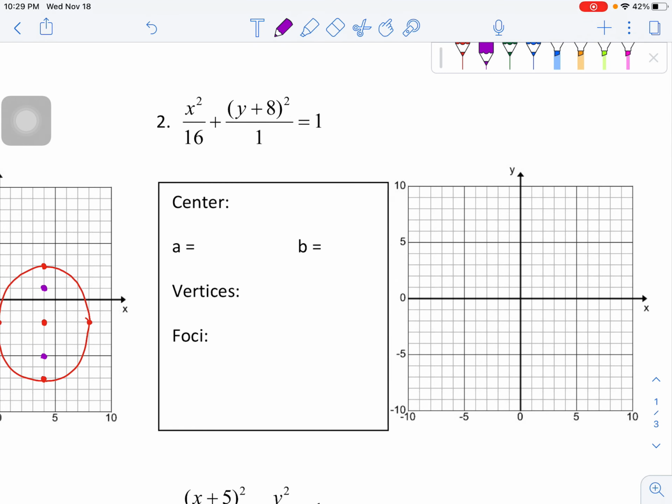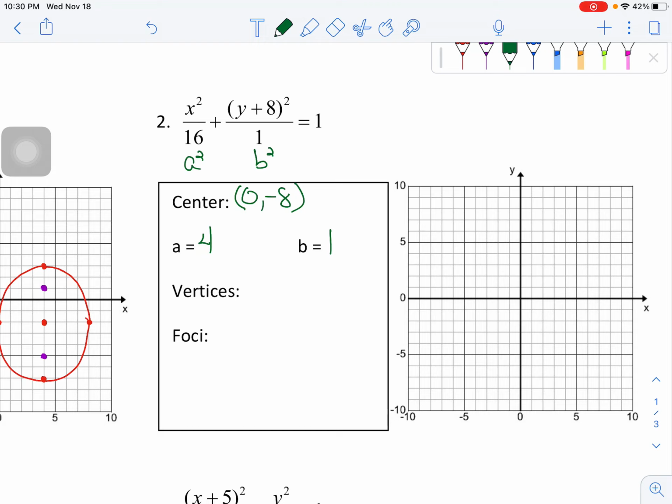All right, let's take a look at problem number 2 and see what we got here. All right, problem number 2, we have a center of, well, nothing is attached to x, so we count that as 0. Center is 0, -8. Our larger denominator is a squared. Our smaller denominator is b squared. So a is going to be 4, b is going to be 1.